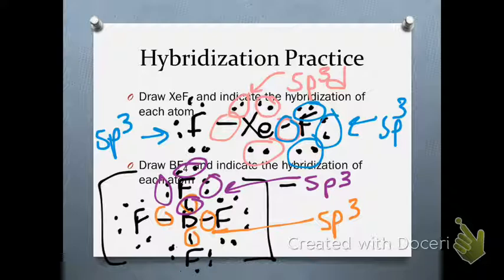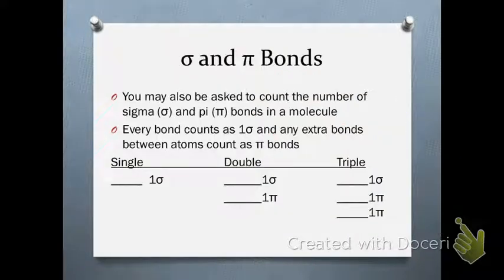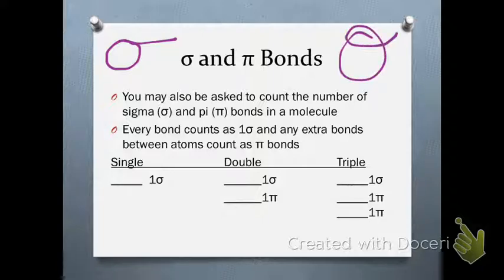So now we finished hybridization. Just don't make it harder than what it is. So the next topic is also not difficult in the sense of what I'm asking you to do. I'm asking you to count the number of sigma and pi bonds, and the sign for sigma is right there below, and we generally draw it as a circle with like a horizontal line to the right. It is not this, that's theta. Okay, so you want to draw sigma, not theta.